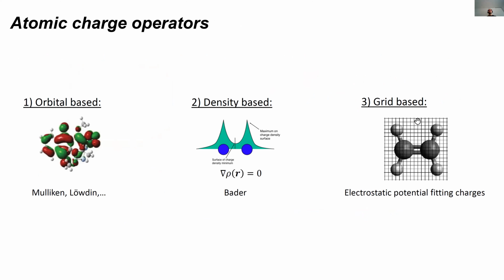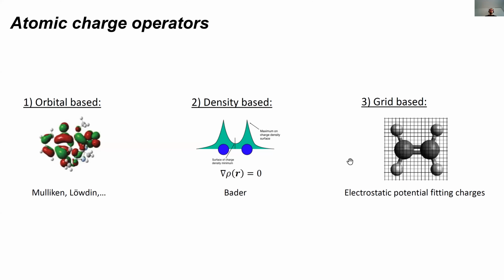And finally, there are these grid-based methods called electrostatic potential fitting methods, which better reproduce the electrostatic field of the QM fragment. And that is actually what is usually used to parameterize classical force fields. So that's the one that we are choosing for defining our electrostatic embedding QMMM method.